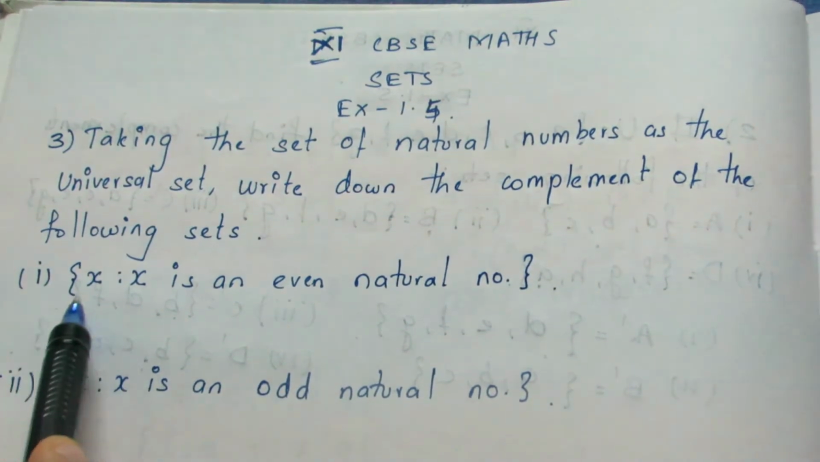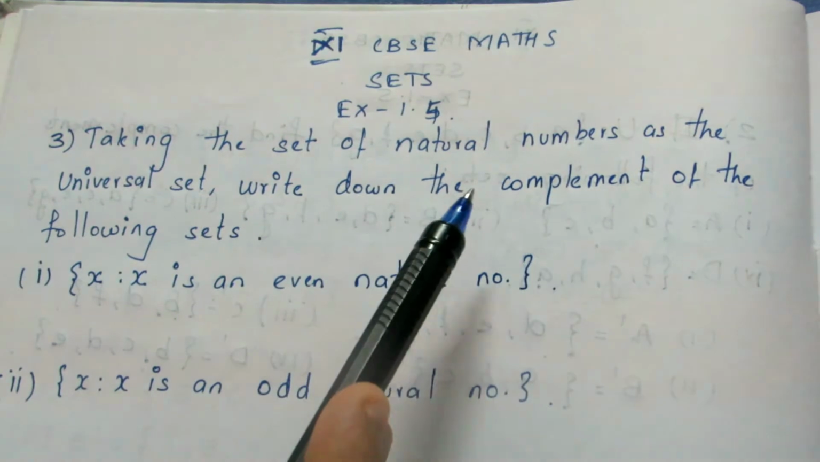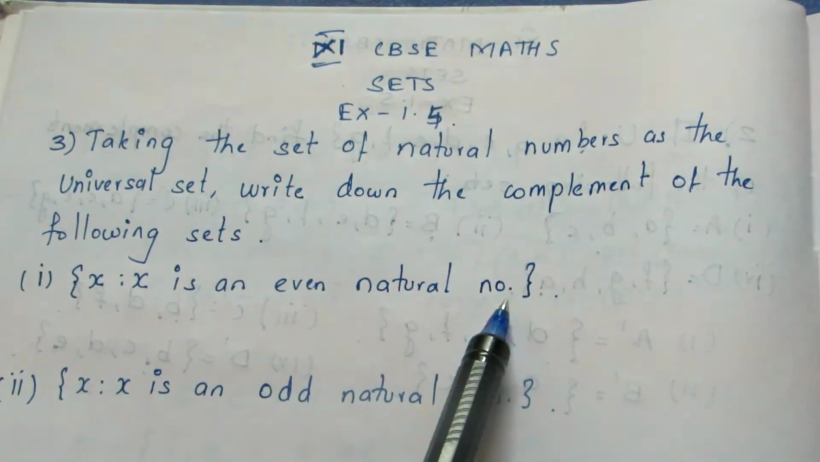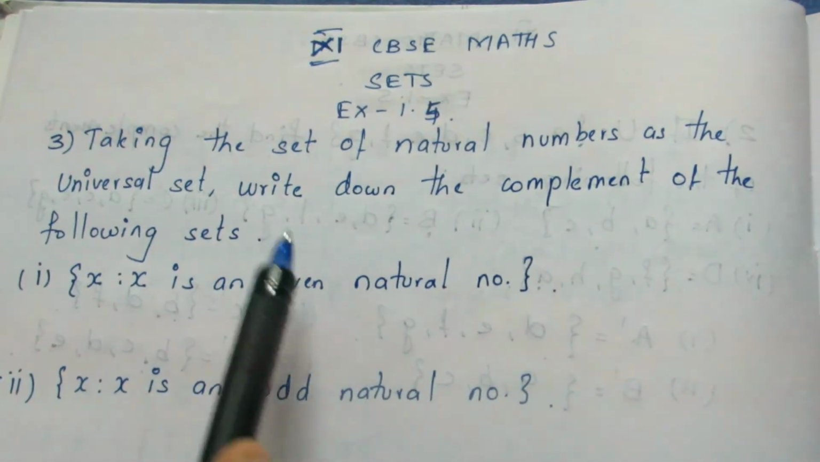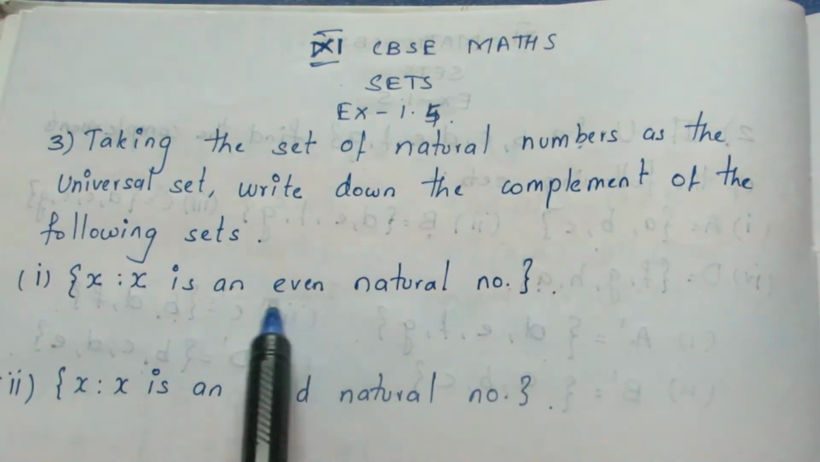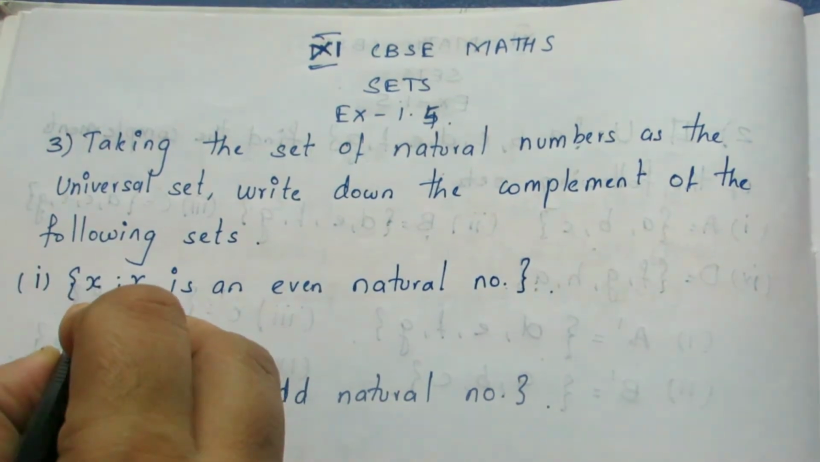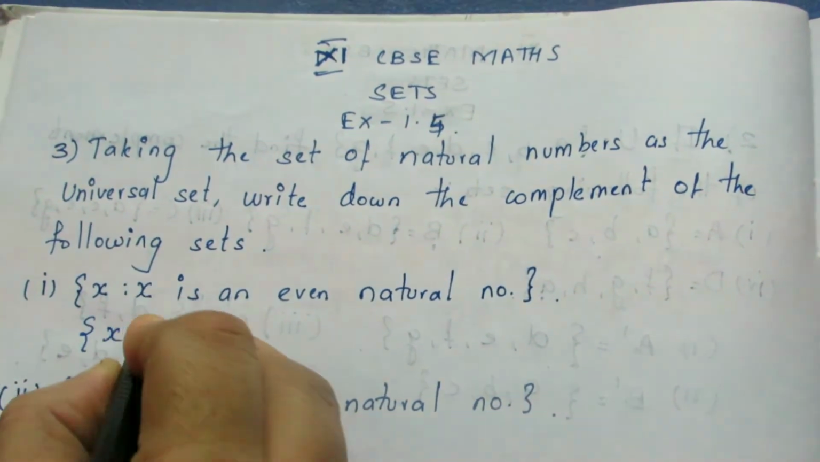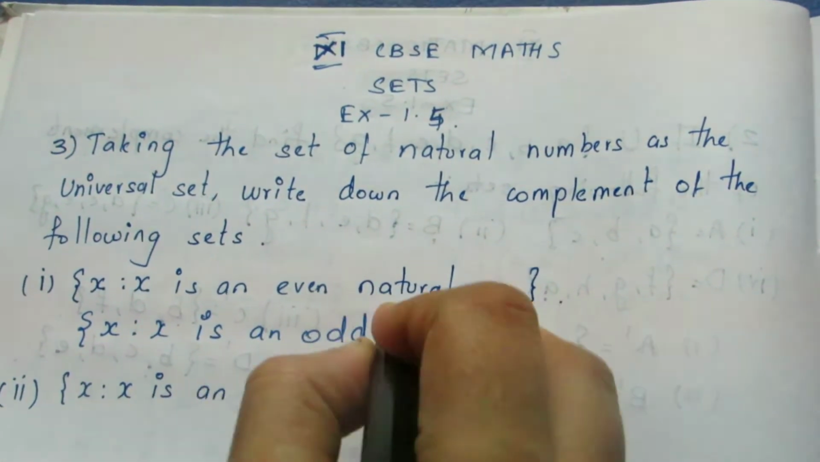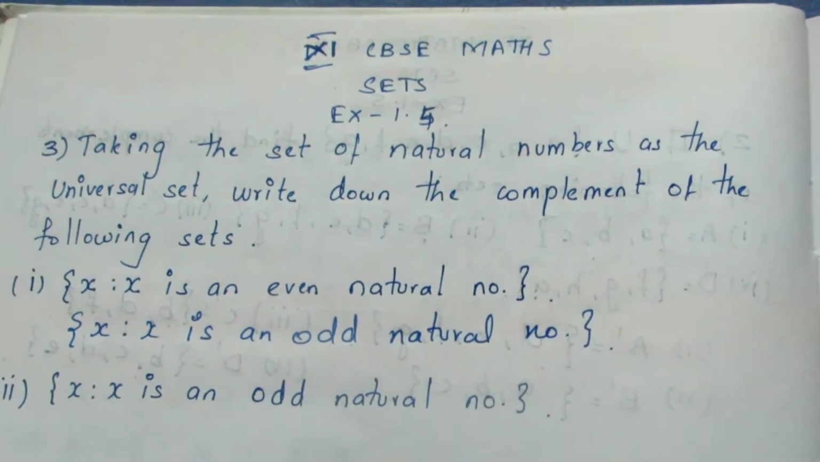The first one is x such that x is an even natural number. So in the natural numbers, if we take all the even natural numbers, the rest will be the complement set. So what is the rest? Taking the even natural numbers from the natural numbers, the balance will be the odd natural numbers, the opposite of this. So we can write the complement set to be x such that x is an odd natural number.